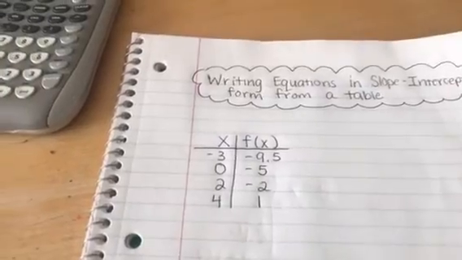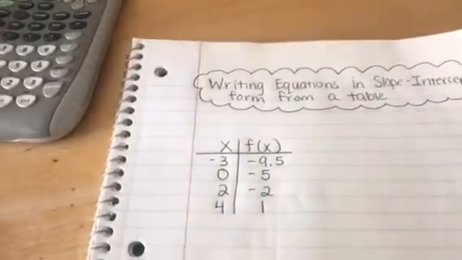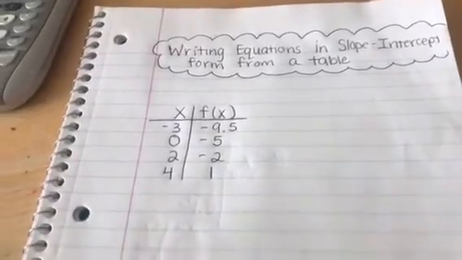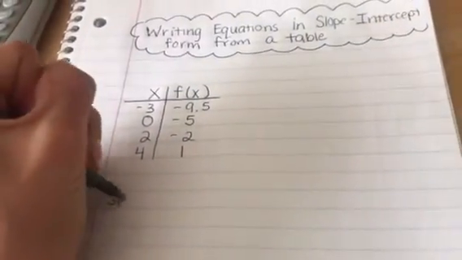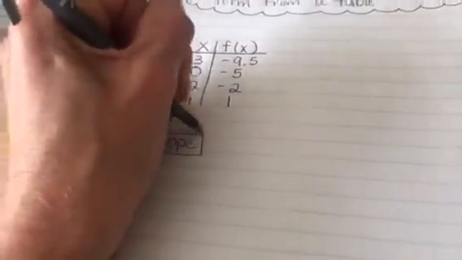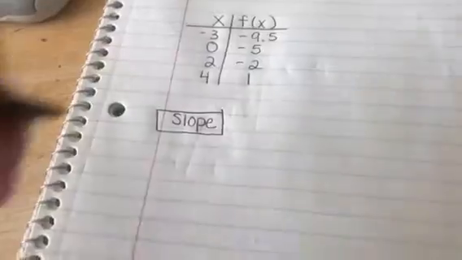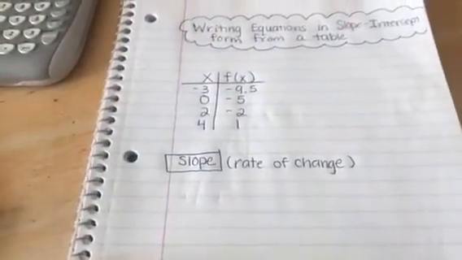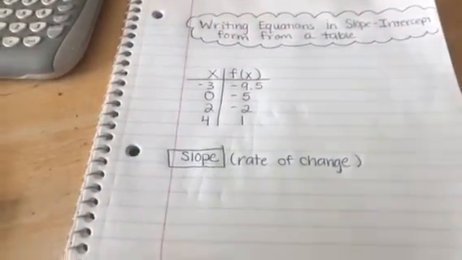The first thing we need to do is find the slope. So our formula for slope says this. Let's go ahead and write down slope. And another word for slope is rate of change. Again, pause the video to write this stuff down.